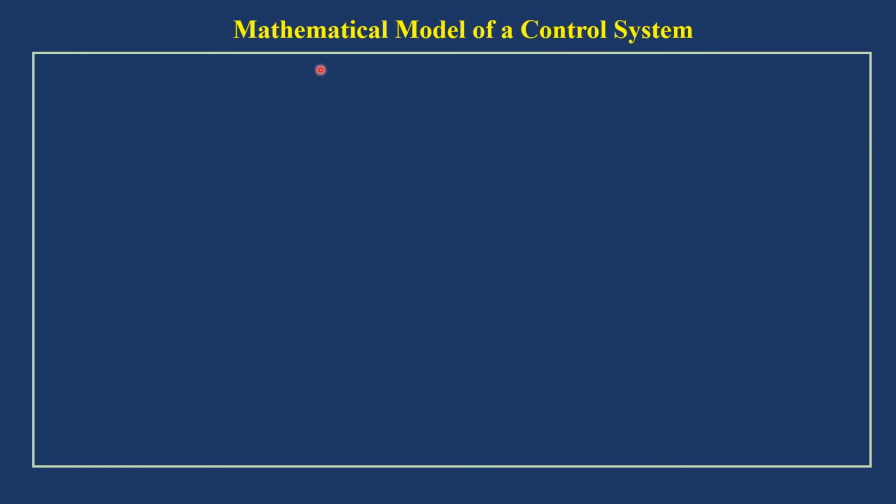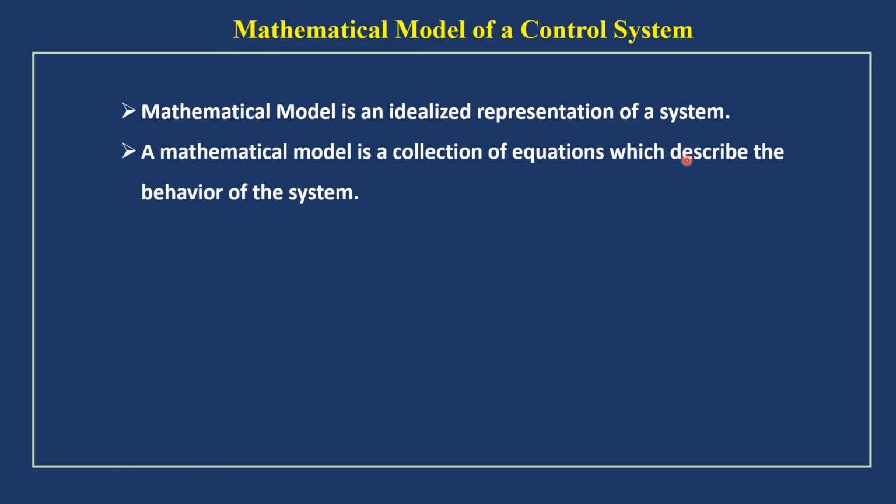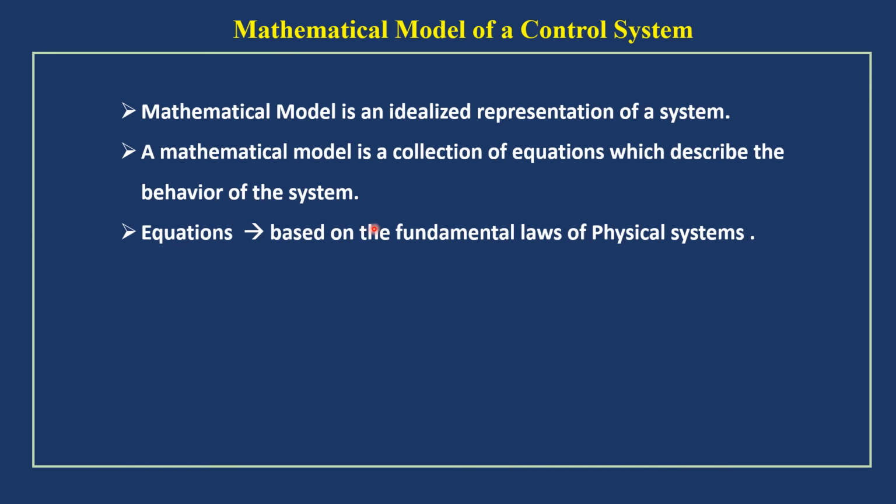And then the mathematical model of a control system. For a system, through its operation, we can represent it as a block diagram. After the block diagram representation, the mathematical model of a control system is important to analyze the behavior of the system. It is an idealized representation of a system, and it is a collection of equations which describe the behavior of the system. These equations are based on the fundamental laws of physical systems.